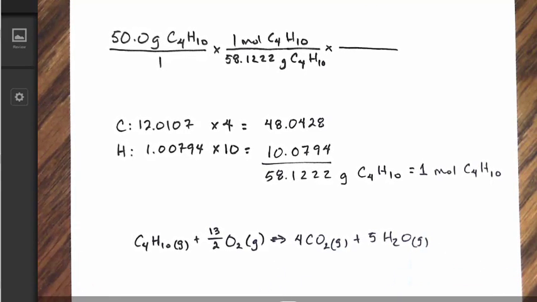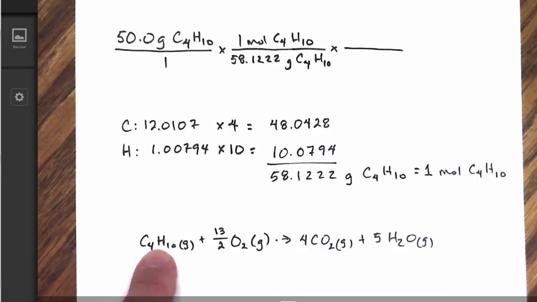Now, while we're right here, a couple of things. Every time you burn a hydrocarbon fuel to completion, it's a hydrocarbon fuel because you've got hydrogen and carbon, you have the same products every time: carbon dioxide and water. The coefficients in front will change depending on what your fuel is. The fuel is butane. But when you burn a hydrocarbon fuel to completion, you get carbon dioxide and water. Those are always your products.